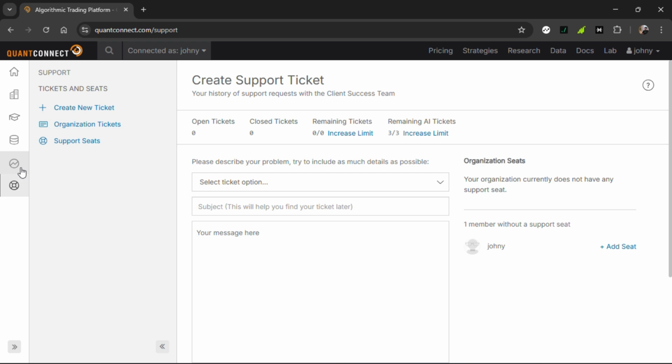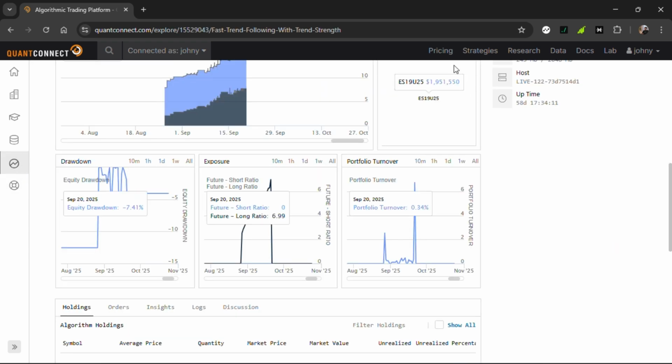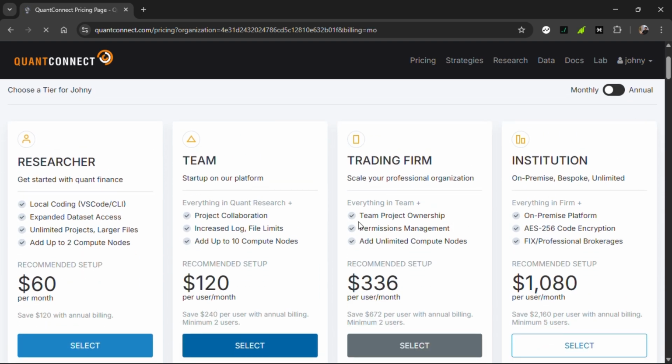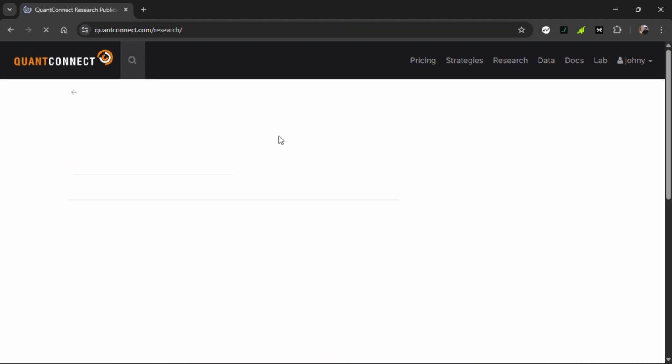Now, the best part, you can start for free. Paid tiers unlock faster backtesting, more data, and live trading from around $8 to $50 a month. Downside, there's a bit of a learning curve. You'll need some basic coding and some data science know-how, but if you're serious about trading automation, it's worth every second.